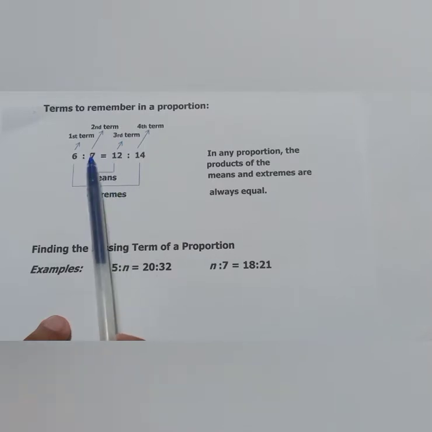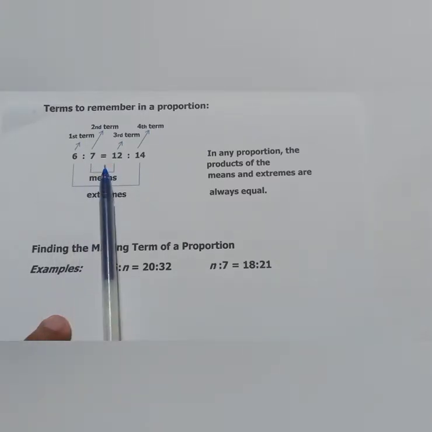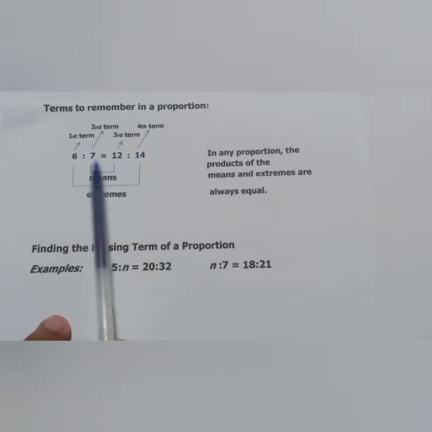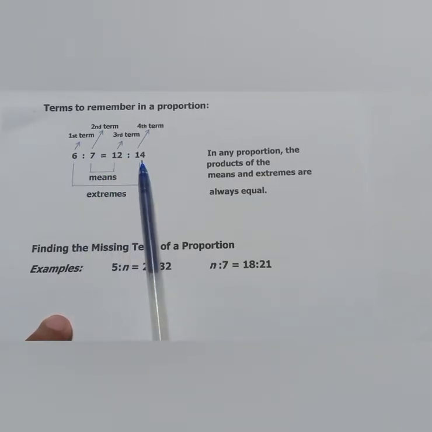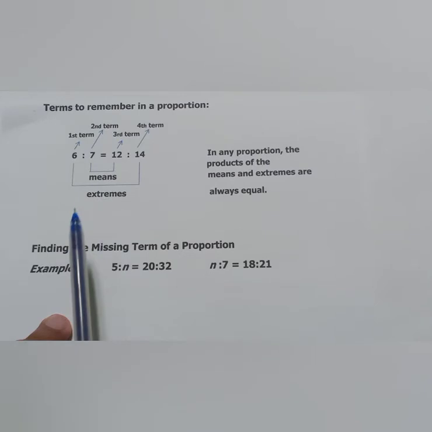If you multiply the means and multiply the extremes, you will get the same product if this is a proportion. So let's try to check. 7 times 12, that's what? 84, correct? What about 6 times 14? That is also 84. Again, the product of the means is 84 here. The product of the extremes is also 84, meaning these two ratios are equal or proportion.